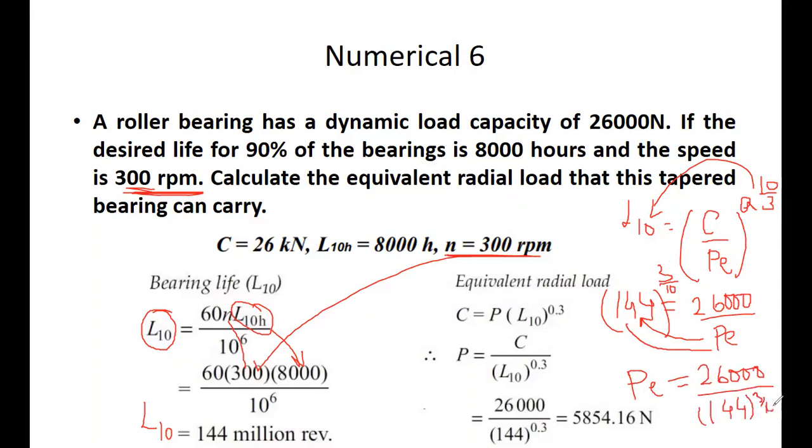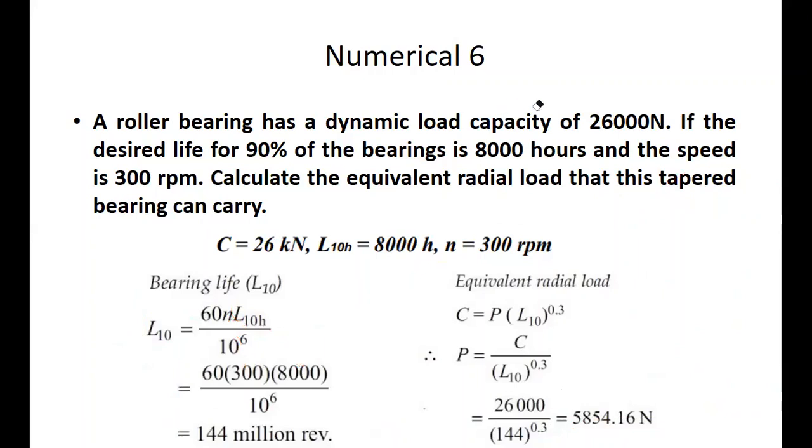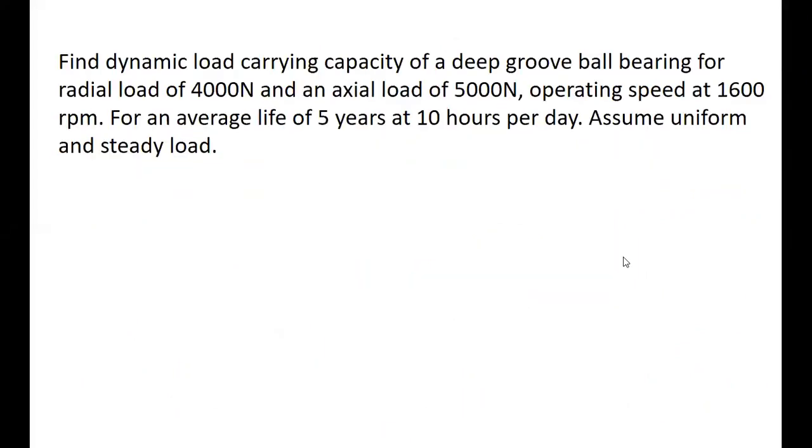3 by 10 becomes 0.3, right? So 26,000 divided by 144 raised to 0.3, your answer will come 5854.16 Newton. So our PE is equal to FR, so our radial load will become 5854.16 Newton. So again, a very simple numerical regarding the roller bearing. This was the first numerical that we did regarding roller bearing. Sixth numerical is completed. Let's go to seventh numerical.